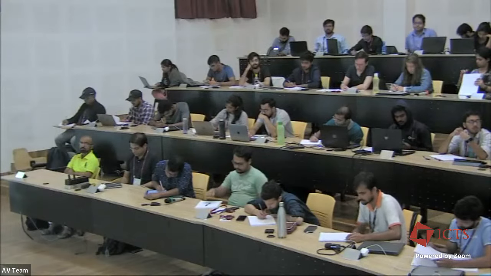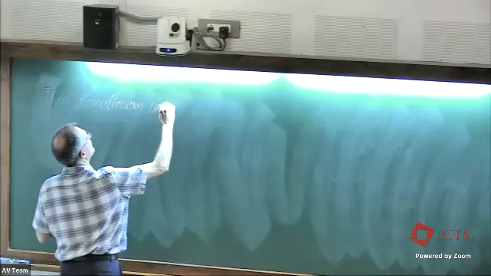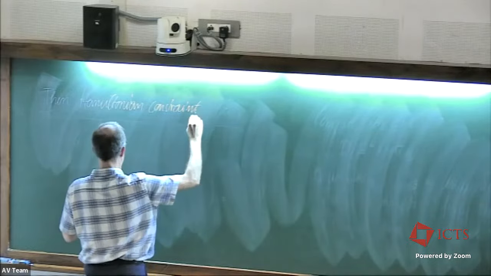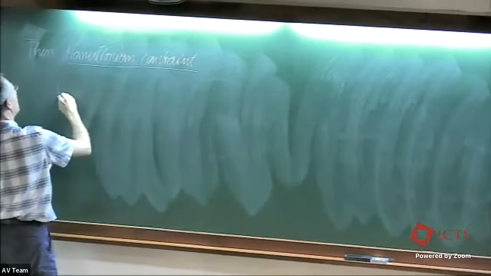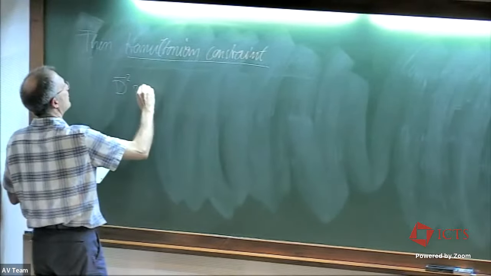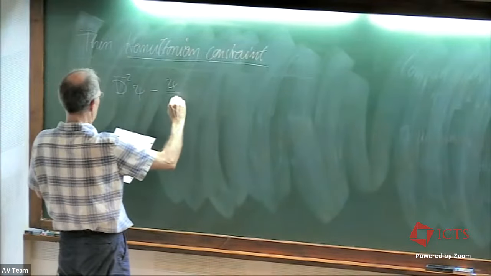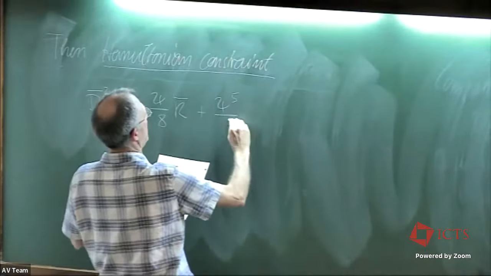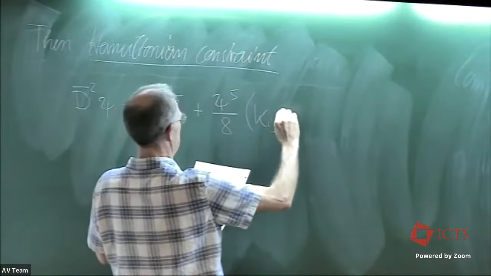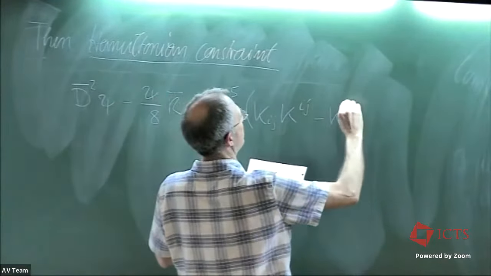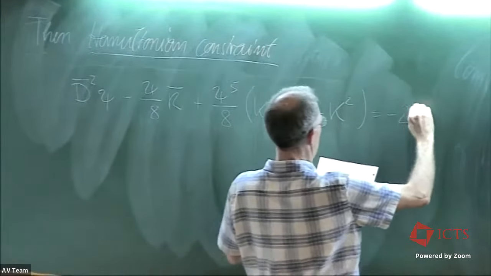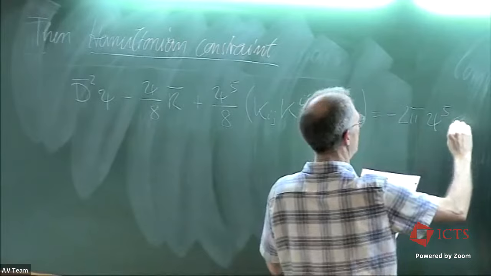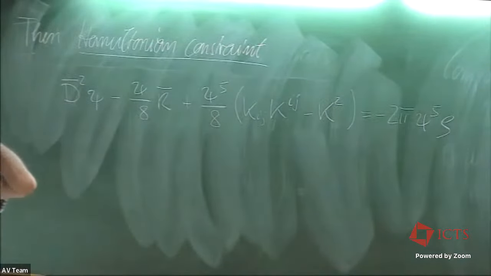So then, the Hamiltonian constraint becomes D bar squared acting on psi minus psi divided by 8 R bar plus psi to the 5th divided by 8 times Kij K^ij minus K squared equals minus 2 pi psi to the 5th times rho. Okay? You're with me?